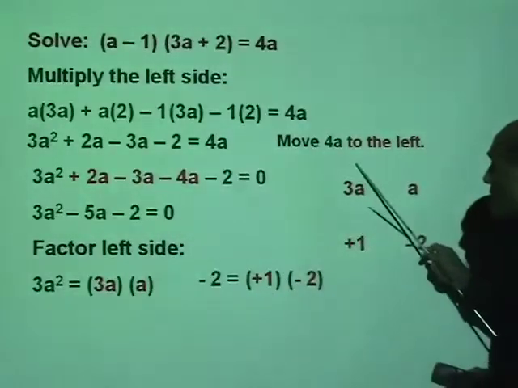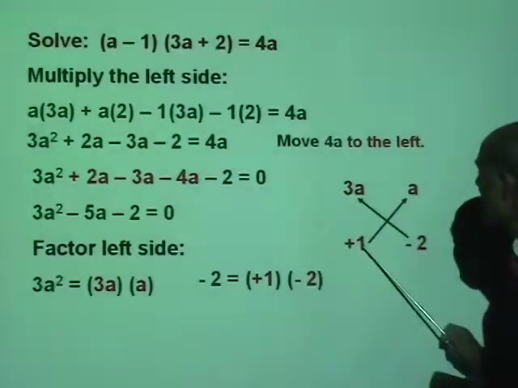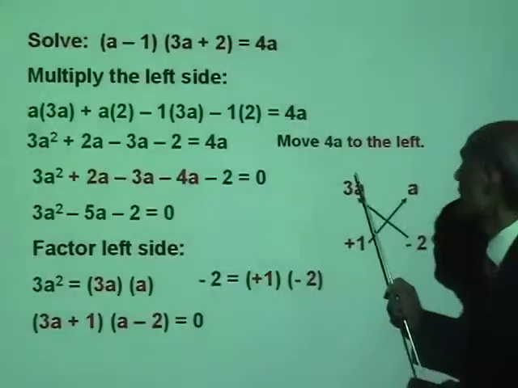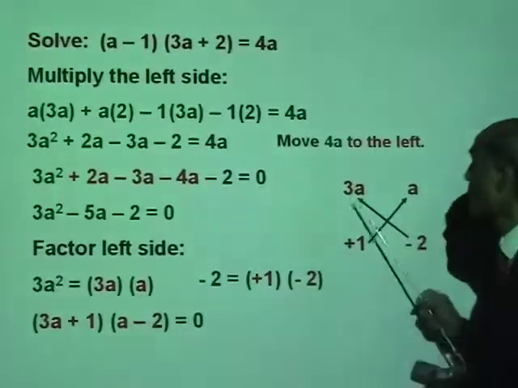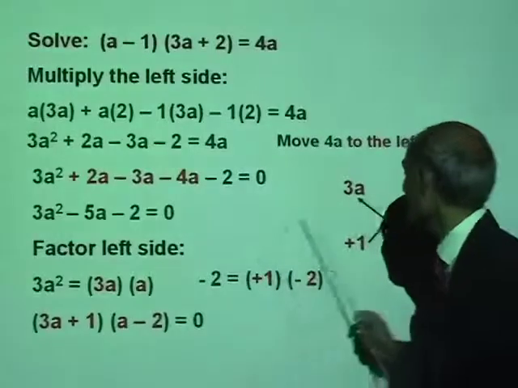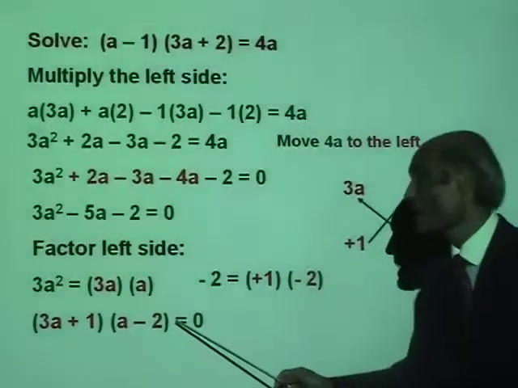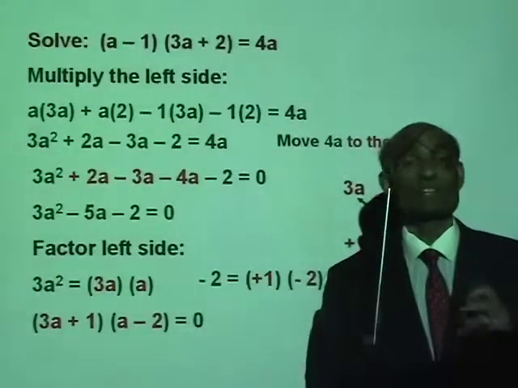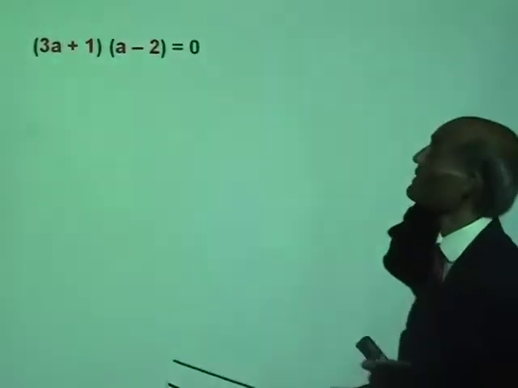So the factors are, there you are, negative 6a plus a is negative 5a, which works out to be our middle term. So what are the factors? 3a plus 1 is the first factor. A minus 2 is the second factor. And that equal to 0. We have now factored the left hand side. Okay, now set each factor to 0.